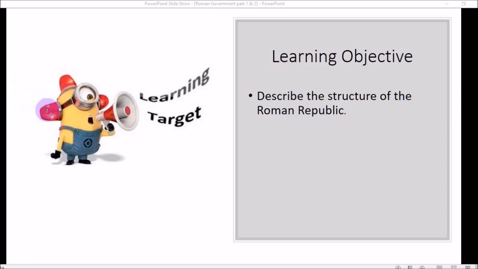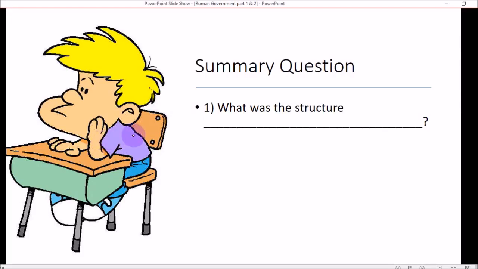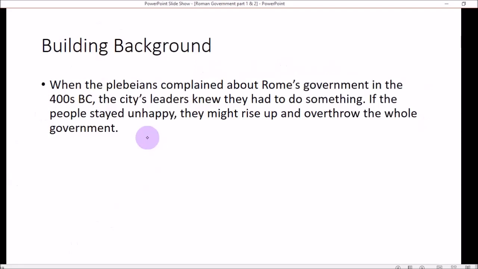All right. Summary question. There's only one, and this time it's partly given to you. What was the structure? And then you have to guess what goes in there. And try not to think too hard like this little guy right here. All right, let's go to the building background.